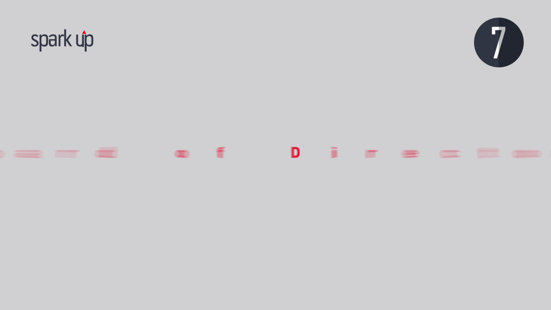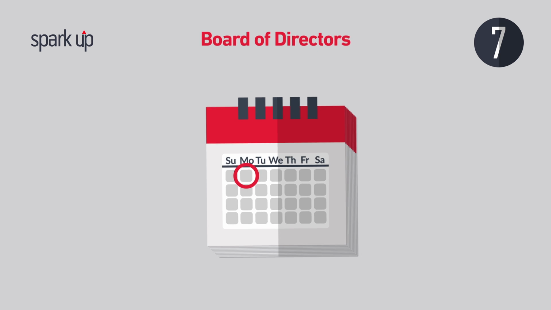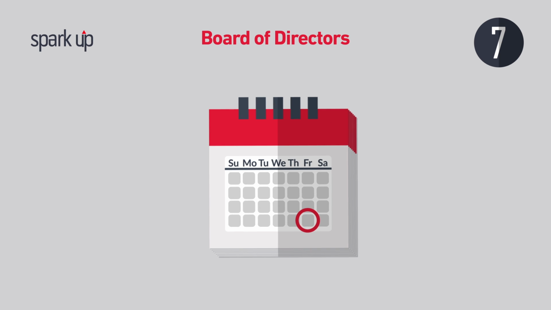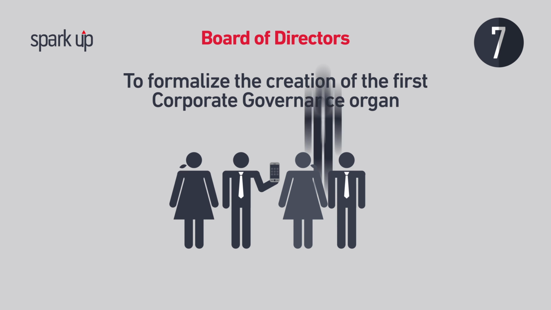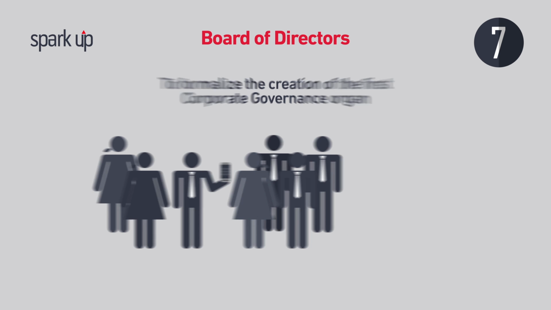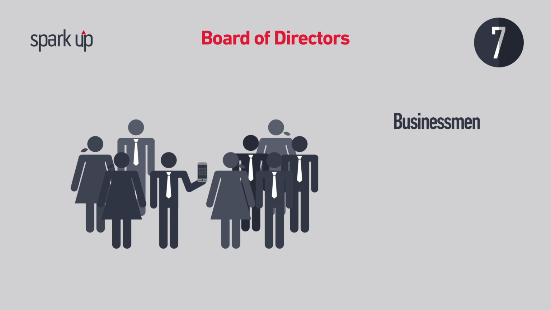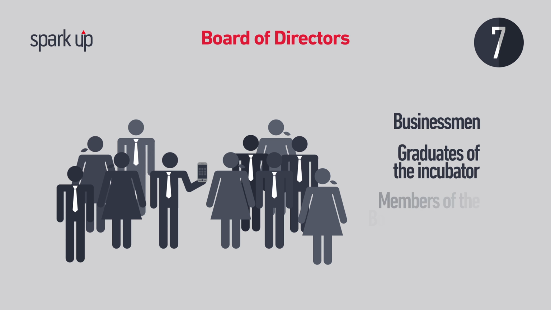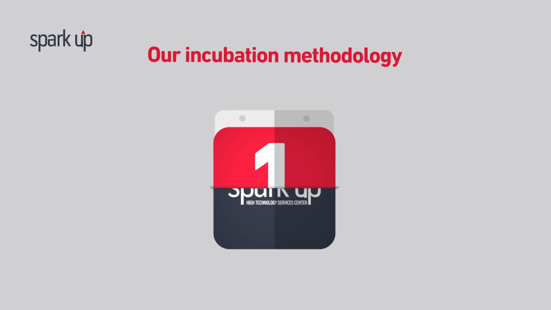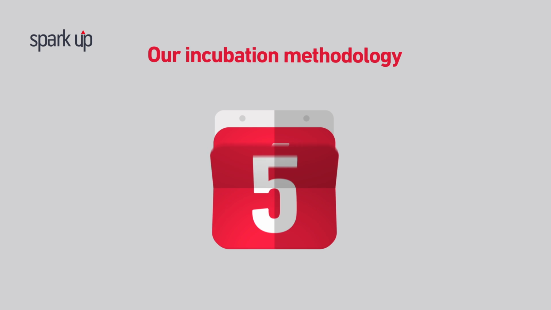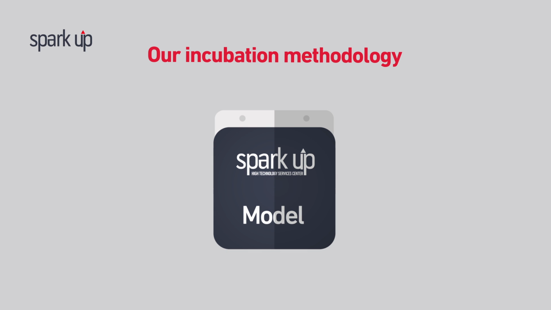7. Board of Directors. 3 months after starting operations, our companies receive support from a mentor to formalize the creation of the first corporate governance organ, integrated by businessmen, graduates of the incubator, and members of the Board of Trustees of Spark UP. Our incubation methodology has a duration of 10 months, starting from the moment when the entrepreneurs are integrated to the Spark UP model.